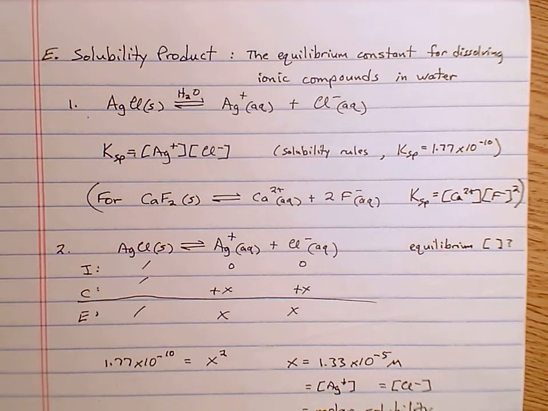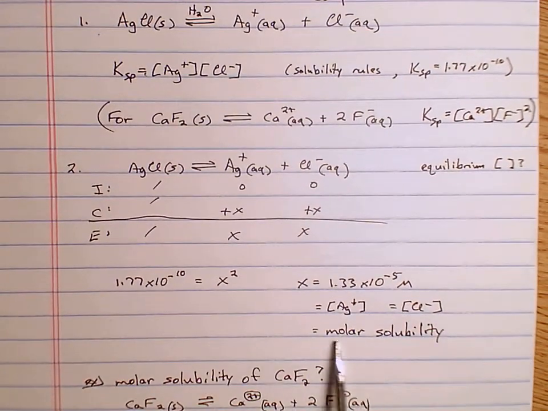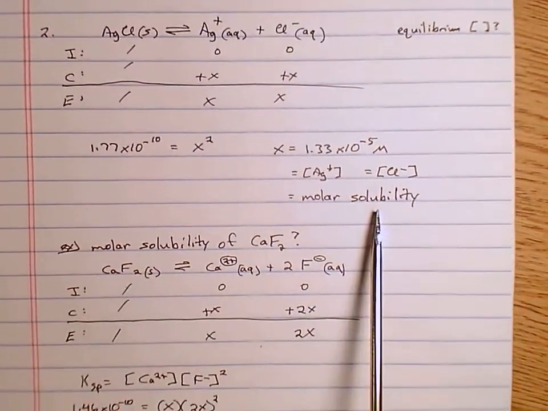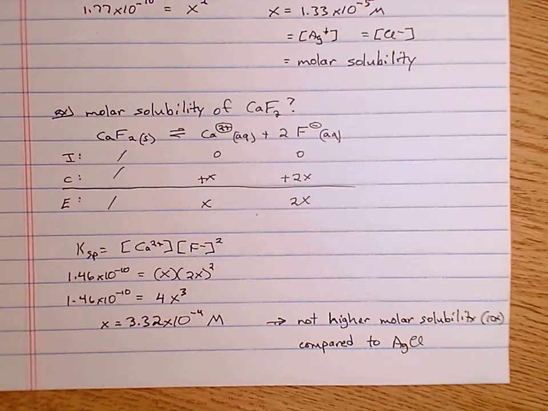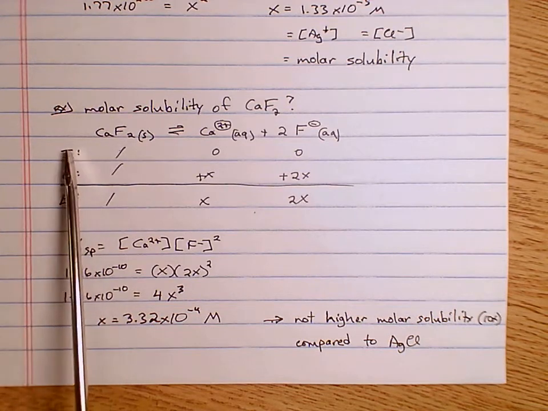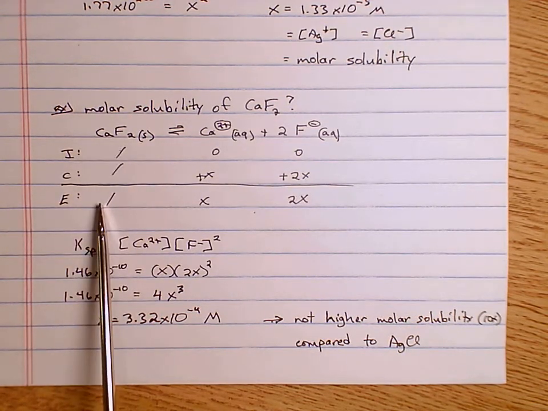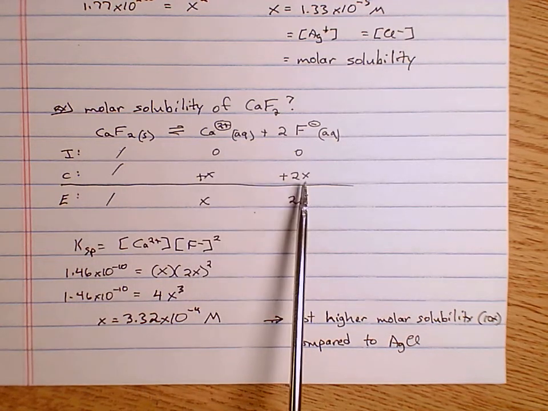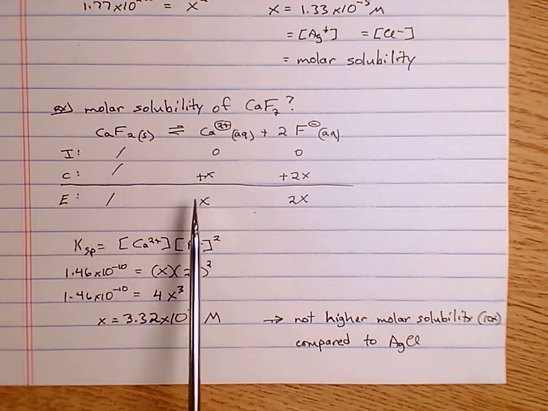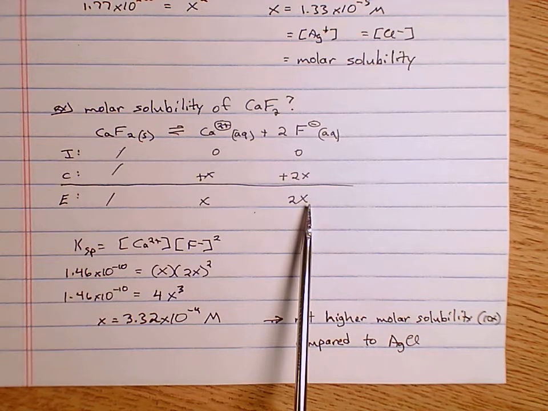Okay, what if we then looked at the molar solubility of CaF2? It's not a problem. Ice table again. We don't worry about the solid, 0 calcium, 0 fluorine. But note it's X and 2X here. So at equilibrium, we have X calcium, 2X fluorine.